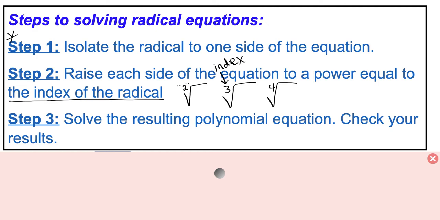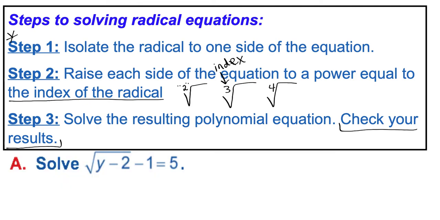Check your results. The check your results part is kind of important on these because sometimes when you're doing square root equations, you can end up with negatives as answers, but then when you plug them back in, they won't work. So let's try one starting out here.